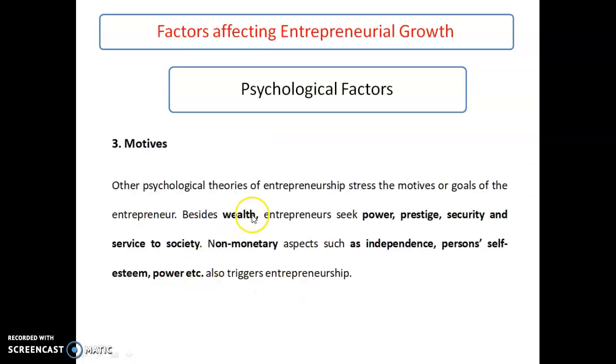Then the third psychological factor is motives. The psychological theories of entrepreneurship stress the motives or goals of the entrepreneur. Wealth, power, prestige, security, and service to the society are all motives behind entrepreneurship. The motives may be non-monetary also, like independence, a person's self-esteem, power, etc. All these motives trigger persons towards entrepreneurship.